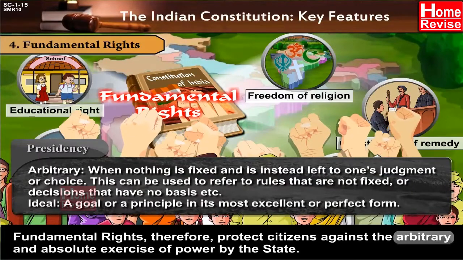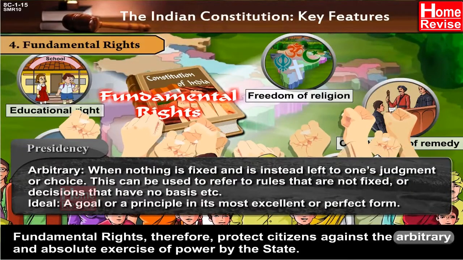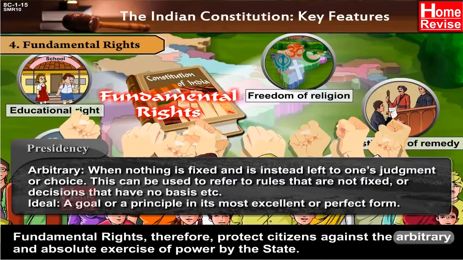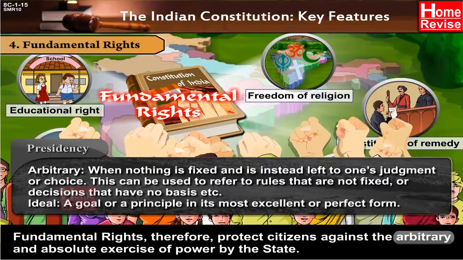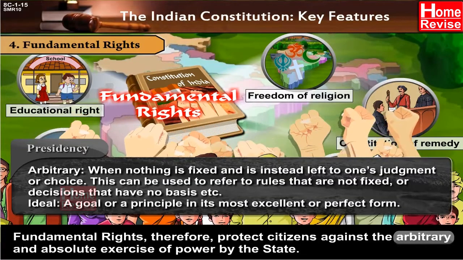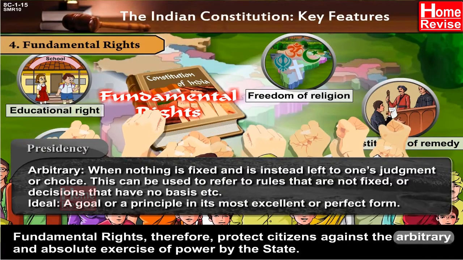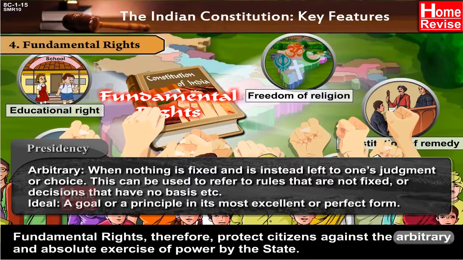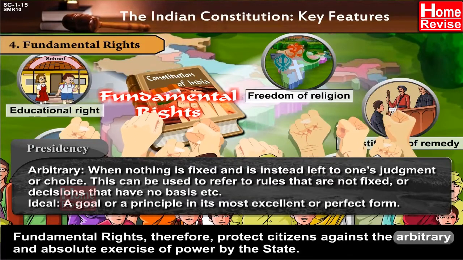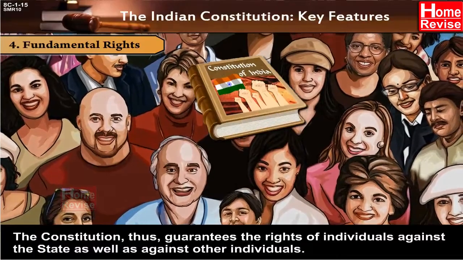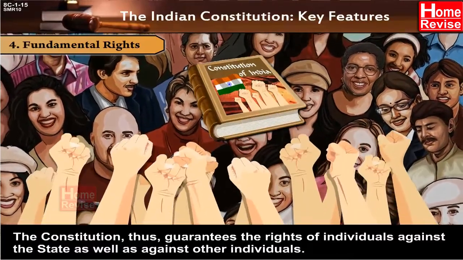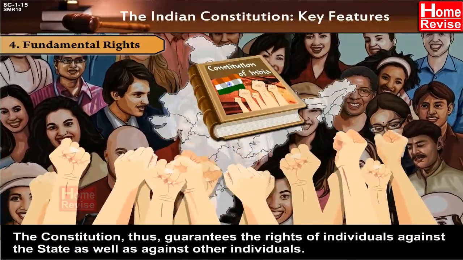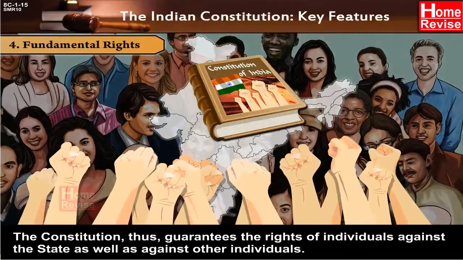Arbitrary means when nothing is fixed and is instead left to one's judgment or choice. This can be used to refer to rules that are not fixed or decisions that have no basis, etc. Ideal means a goal or a principle in its most excellent or perfect form. The Constitution, thus, guarantees the rights of individuals against the state as well as against other individuals.